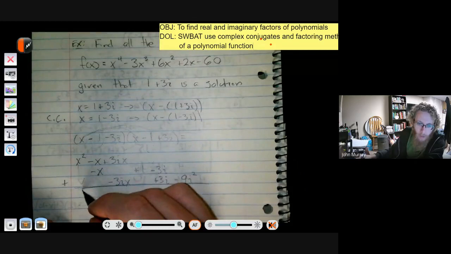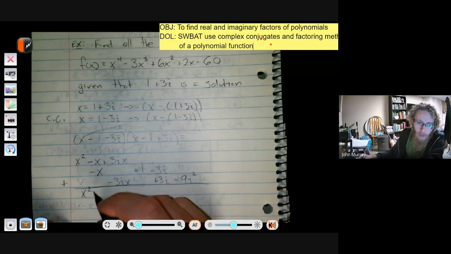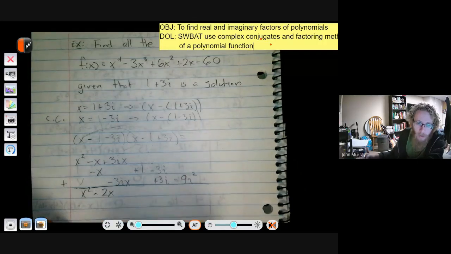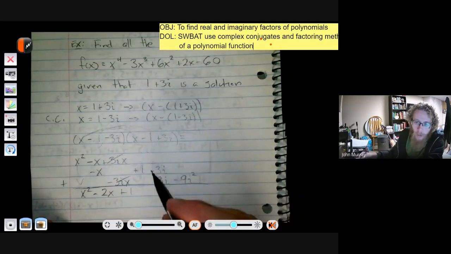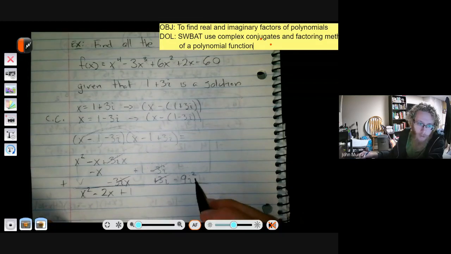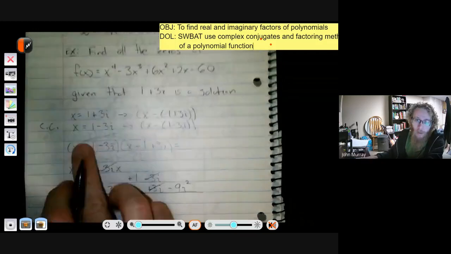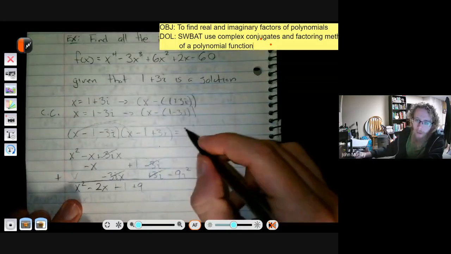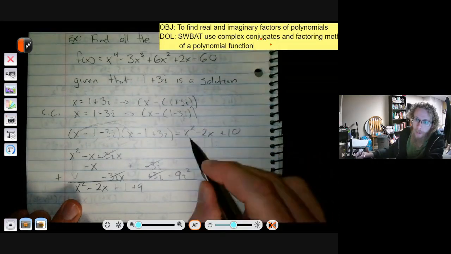So adding down, I only have 1x squared, so that's going to be x squared. I have a negative x plus negative x, so that's minus 2x. Those are gone. That plus 1 is by itself, so that's plus 1. Those are gone. Now this negative 9i squared, remember i squared changes the sign, so that becomes plus 9. So when I multiply these two polynomials together, I get x squared minus 2x plus 10.